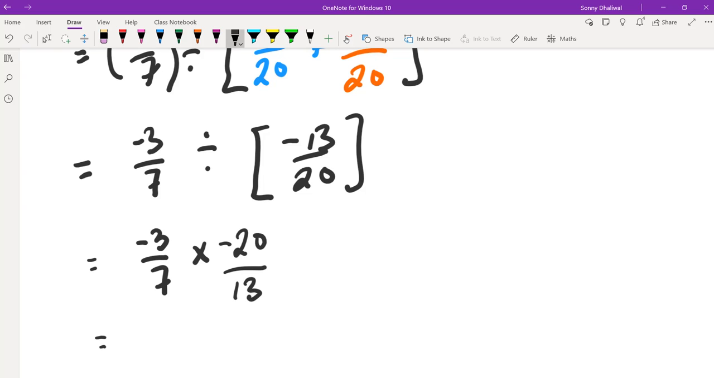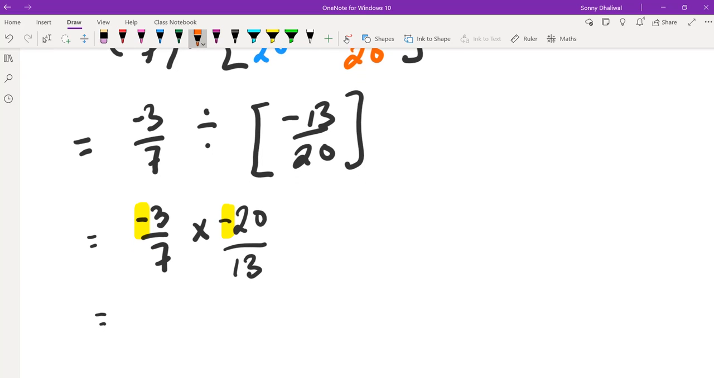So now we just can multiply, and we know our final answer is going to be in lowest terms. Is our final answer going to be negative or positive? It's positive. We have a negative and a negative, which when multiplied make a positive. So we multiply the tops together.